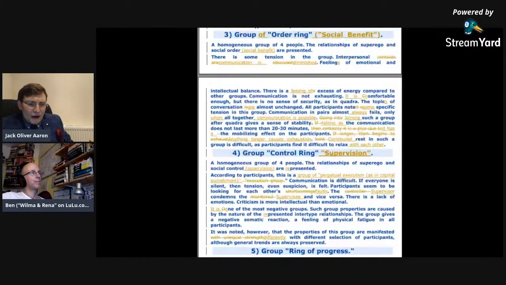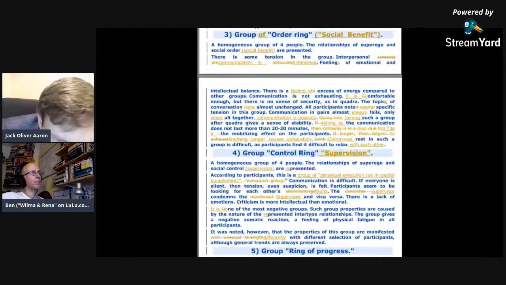So, scientific experiment, improved. How improved? What do you mean by improved? He's just slightly improved the wording. Okay, he's just translated it better. Yeah. A homogeneous group of 4 people, super ego and social control represented. According to participants, this is a group of perpetual execution. Communication is difficult. If anyone is silent, then tension, even suspicion, is felt. Participants seem to be looking for each other's flaws.